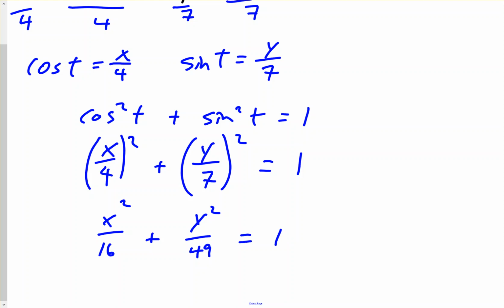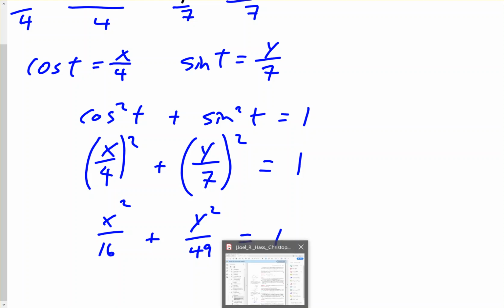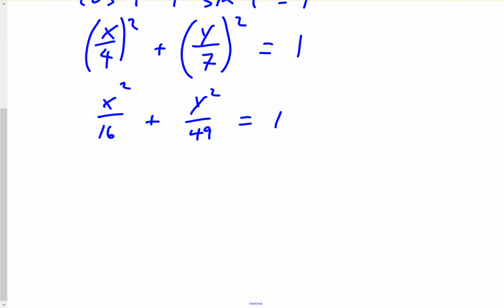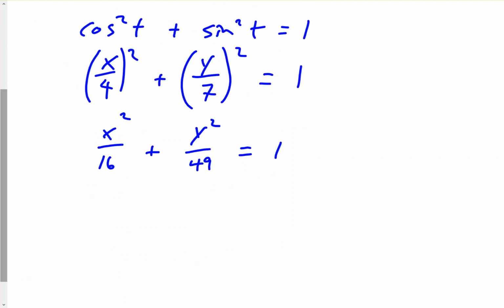Okay, so that means this is not a circle, right? When it's in this form, this is an ellipse. Remember, in an ellipse, you have to figure out a squared and b squared, the denominators. And a squared is always got to be the bigger one of the two. Whichever one's bigger, that's your a squared. So that means the 49 is the a squared, 16 is the b squared.